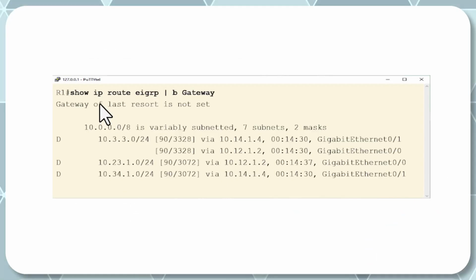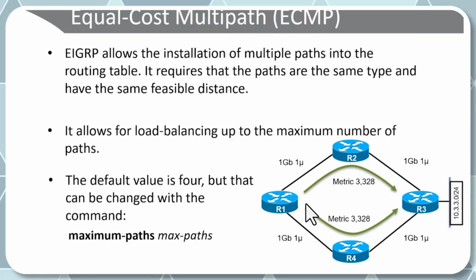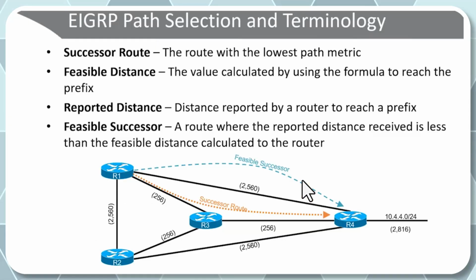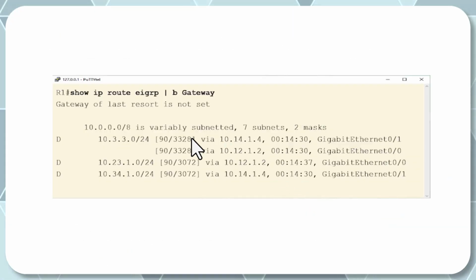So if I run the command show ip route eigrp and look at the gateway, as you can see here, what is this 90? These are two routes basically, and this is 10.33.30. So what is this? This is your feasible distance, this is your reported distance, this is your feasible distance, this is your reported distance. That's why it can do ECMP for reaching this IP, because feasible distance and reported distance both are the same.